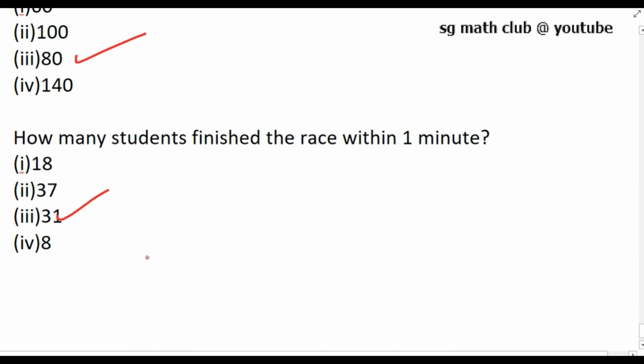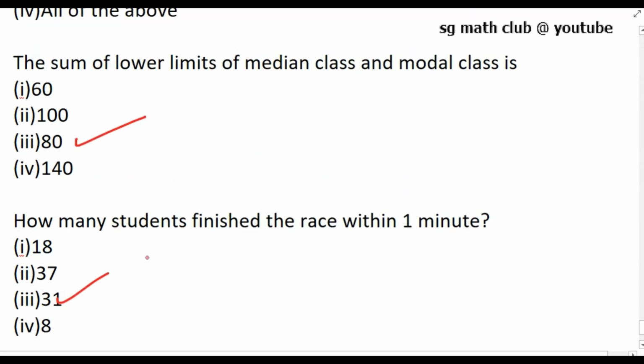So these are the 4 case study based questions. The first question was asked from the chapter coordinate geometry, the second one from the chapter triangles, the third one from the chapter polynomials, and the last one is from the chapter statistics. Each question has got 5 subparts. You need to attempt only 4 subparts.